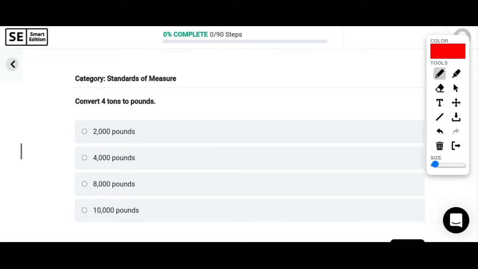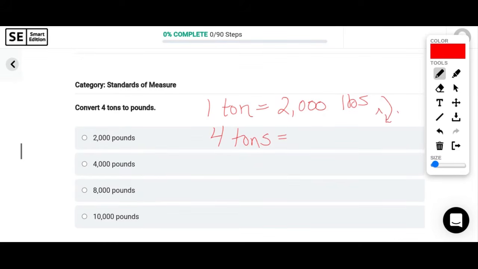Okay, convert tons to pounds. So we talked about this conversion a little bit last time. I'm going to rewrite it here. 1 ton is equal to 2,000 pounds. Okay, we have to know that. If I need 4 tons, this is going to be 4 times as much. So just take this and multiply it by 4. 2,000 times 4 would give me 8,000 pounds.